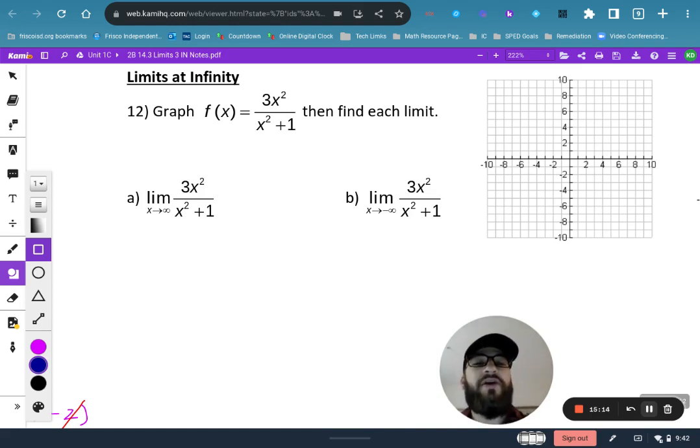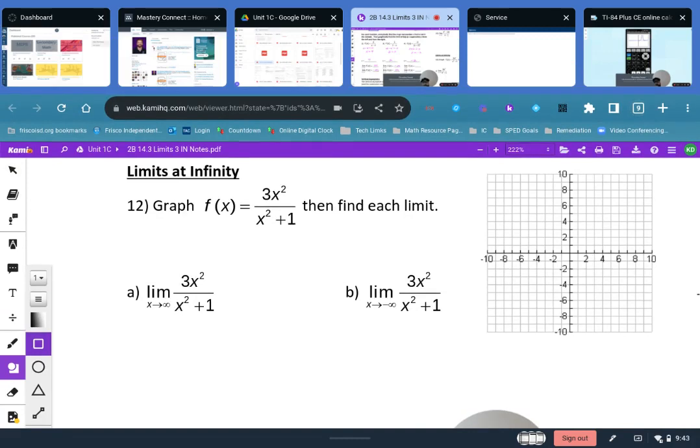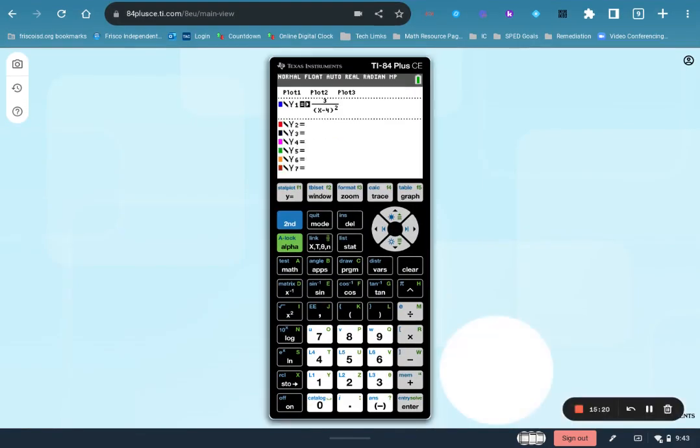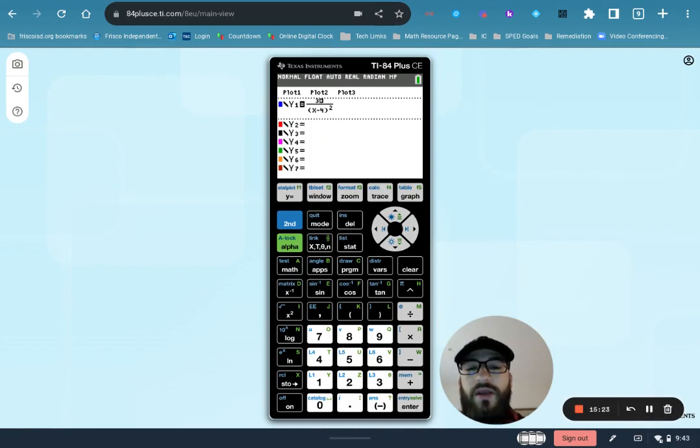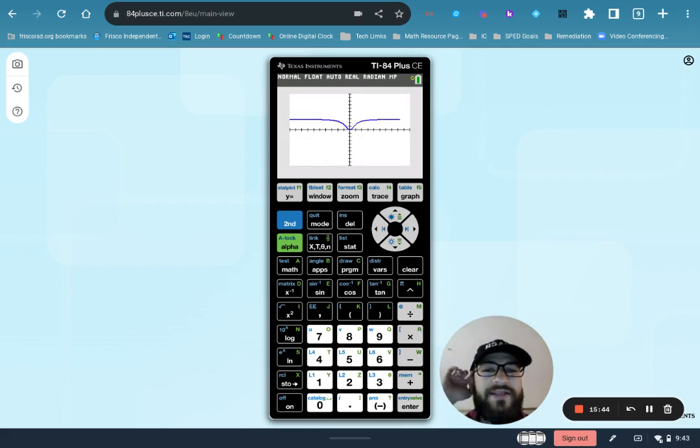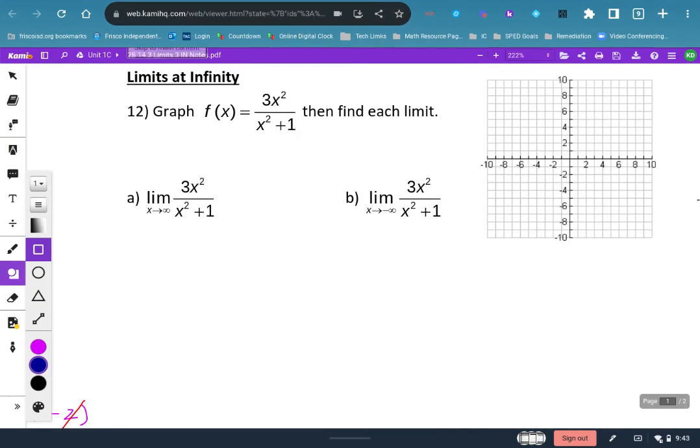So we're going to use our graphing calculator again. We don't have to graph this one by hand. So 3x squared over x squared plus 1. We're going to graph it, and it does something weird, a little bit weirder than what we've seen with any rational function, but we can see that it is basically hugging its horizontal asymptote of y is equal to 3. So we're going to add that onto our graph.